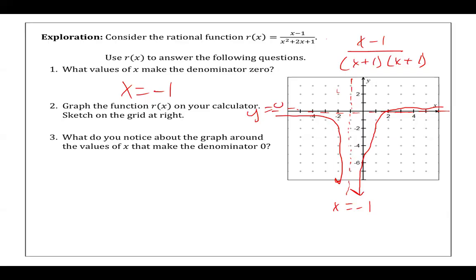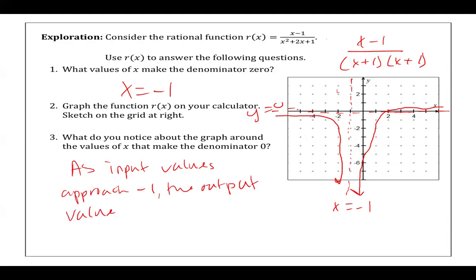Okay, so as input values are coming, what do you notice about the graph around the values of x that make the denominator 0? Well, as your input values are approaching -1, the output values are doing what? They're decreasing without what? Bound. So as input values approach -1, the output values decrease without bound.